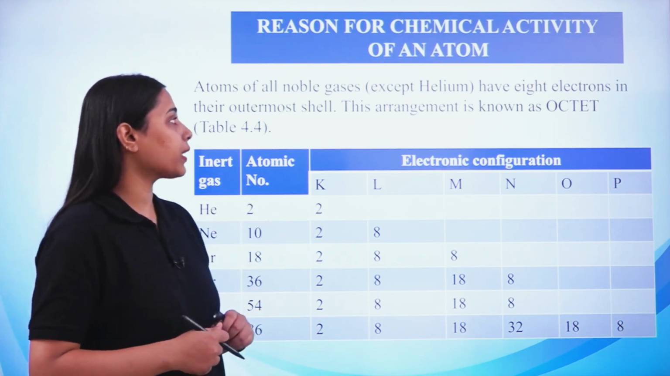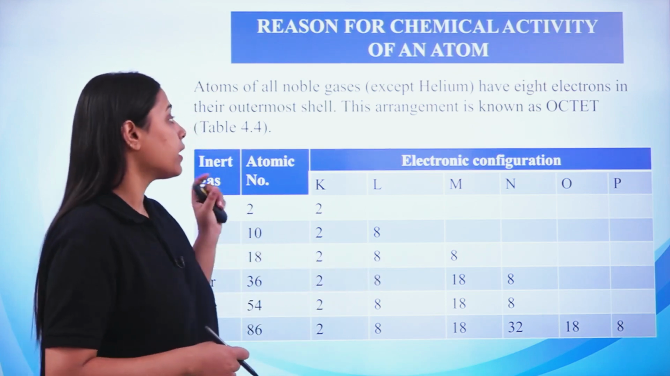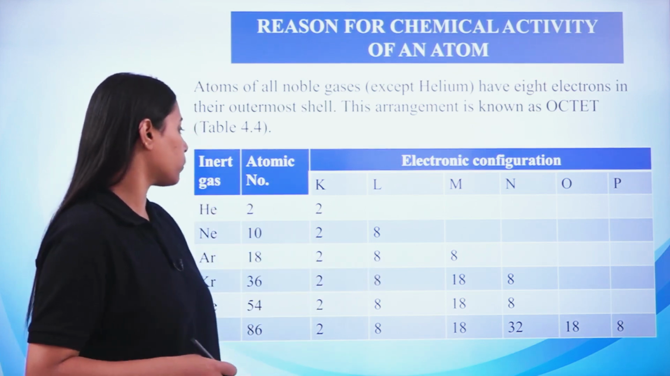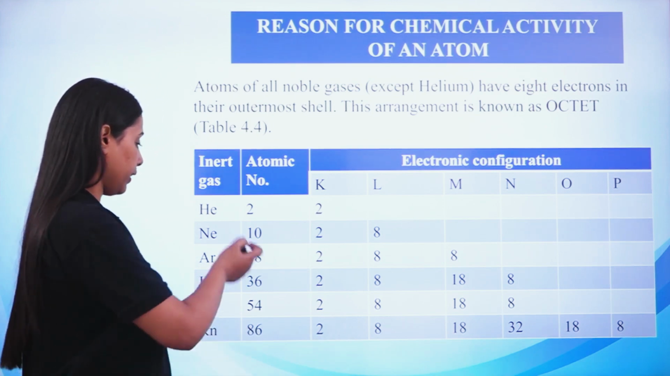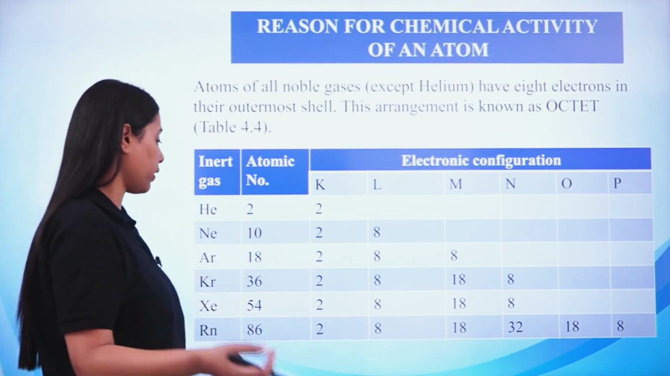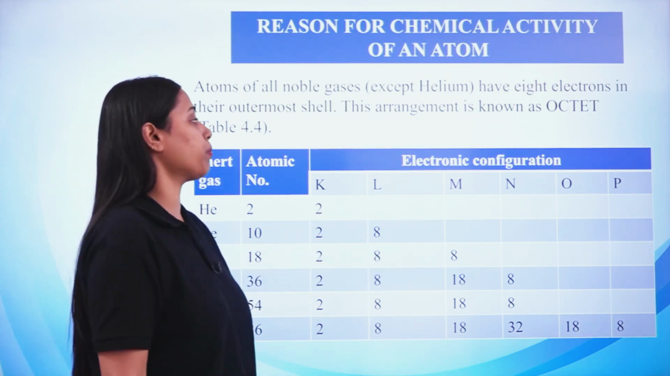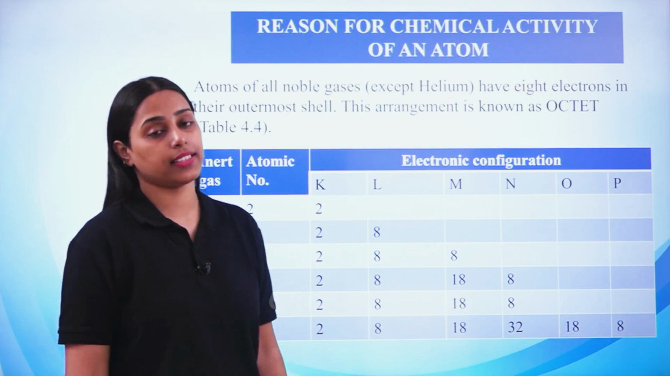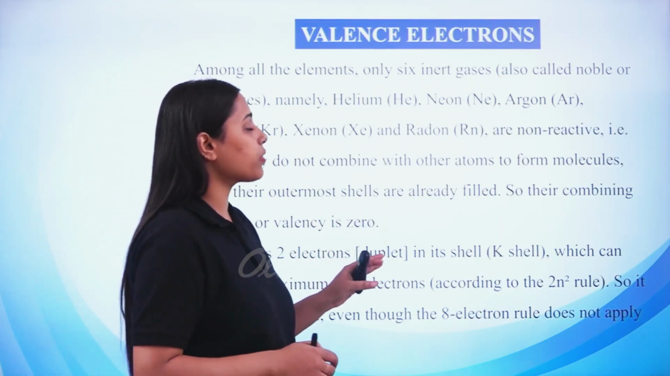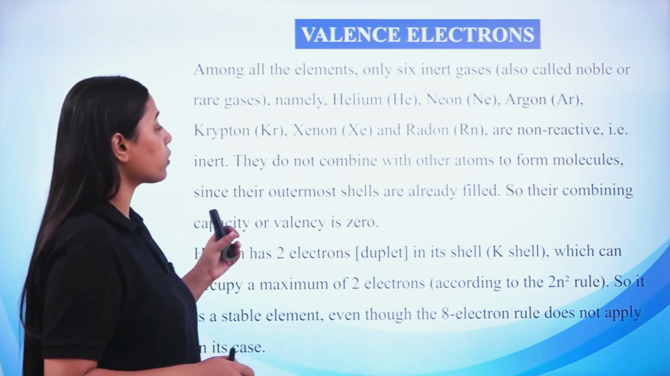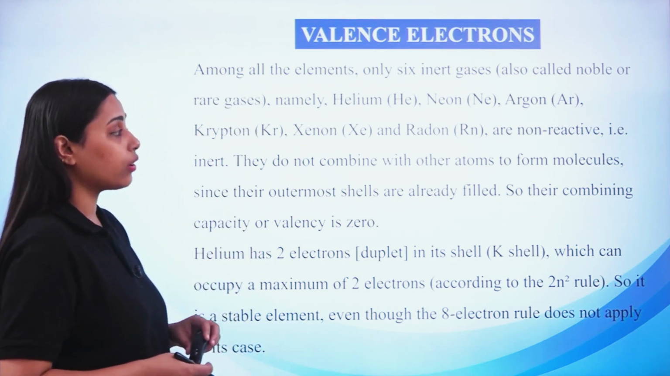Atoms of all noble gases except helium have 8 electrons; they have their octet fulfilled. This arrangement is known as the octet rule. This is the table representing the inert gases: helium, neon, argon, krypton, xenon, radon. They have 8 valence electrons except helium, which has a duplet configuration, and still it is considered stable. Among all the elements, only these 6 gases, also known as noble, inert or rare gases, are non-reactive.